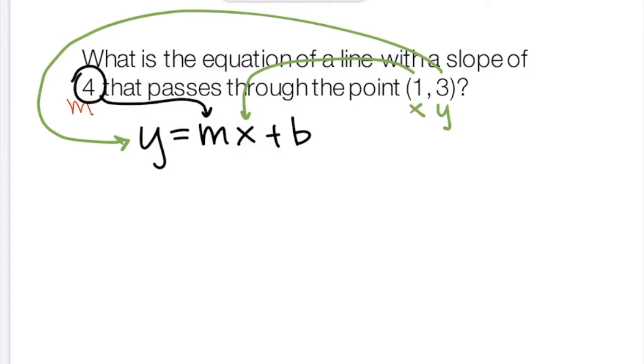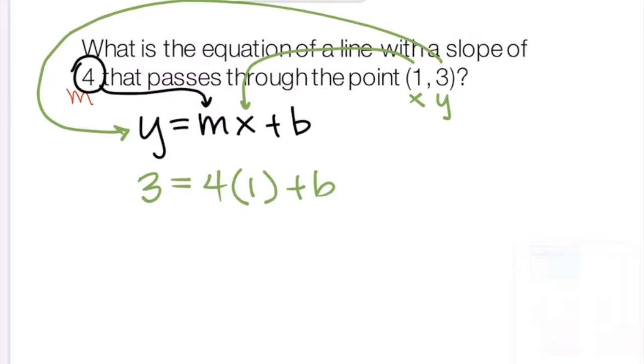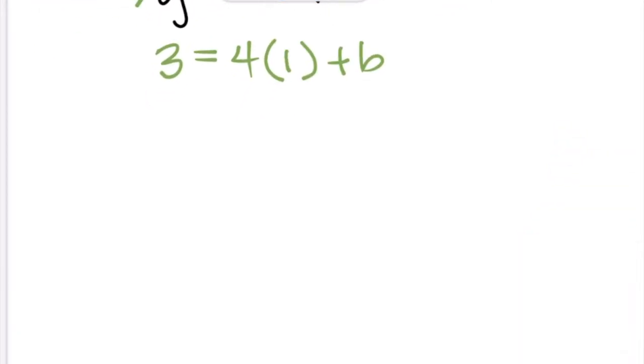So here we're going to say instead of y, we're going to put a 3 is equal to m. Our m is a 4. Instead of x, it's a 1, and then plus b. Now you're going to use those skills that you learned right at the very beginning of the year to isolate your variable, so we can simplify. 4 times 1 is 4. Now what's keeping b from being isolated is the 4, so we're going to subtract 4. Whatever we do to one side, we do to the other, and we end up with b equaling negative 1.